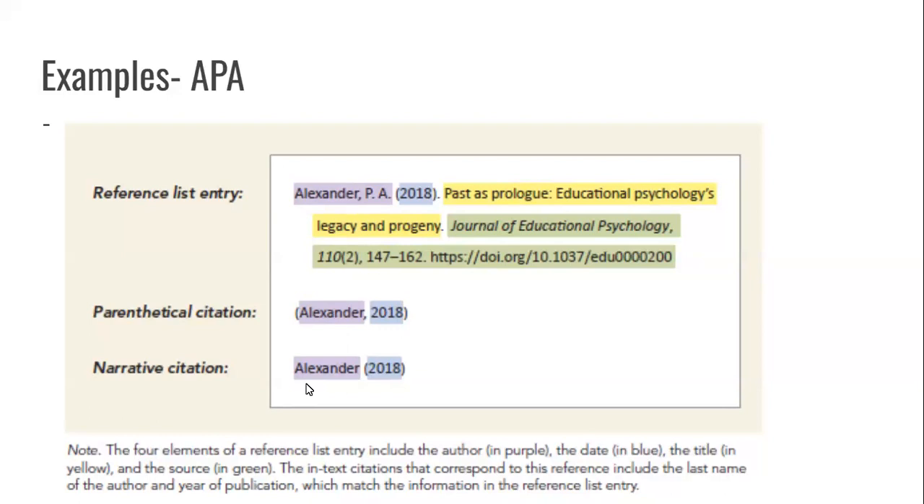So that would look like, according to Alexander (2018), Allen Hancock is one of the best community colleges in California. Or you could say, Allen Hancock College is one of the best community colleges in California, ended by parentheses that include the last name and year. And then at the end of your paper, you'll see where it is exactly that Alexander mentioned this. So I would know that Alexander published a paper in 2018 that was titled Past as Prologue, and then all of the other information I need to kind of go through and see if I can find this myself.